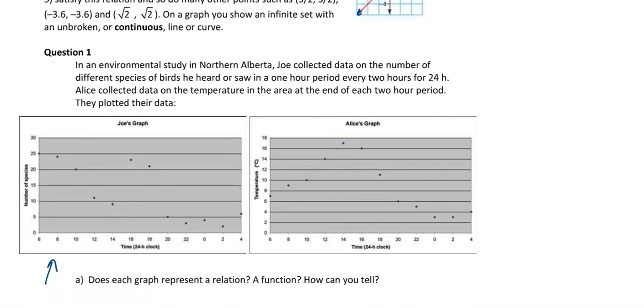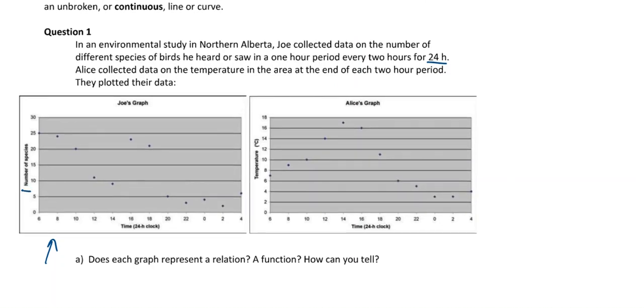In an environmental study in North America, Joe collected data on the number of different species of birds he heard or saw in a 1 hour period every 2 hours for 24 hours. Alice collected data on the temperature in the area at the end of each 2 hour period. They plotted their data. So Joe's graph is the number of species versus the time, right? So would you connect the dots in this example? No, not really, right?